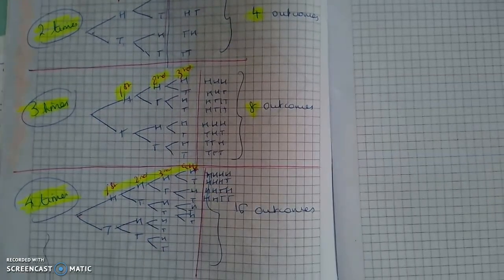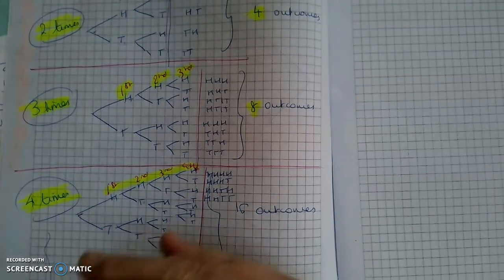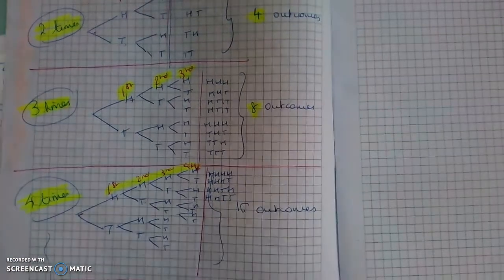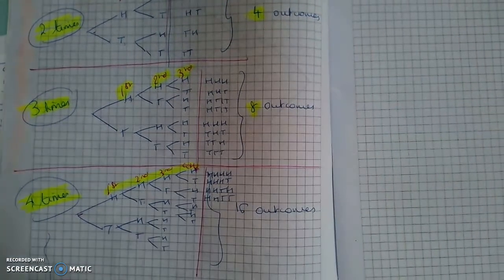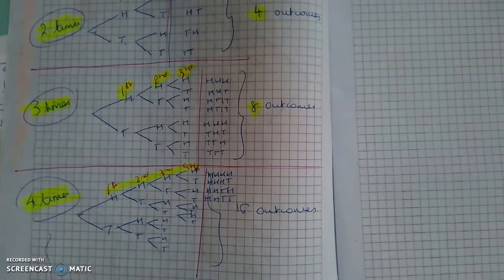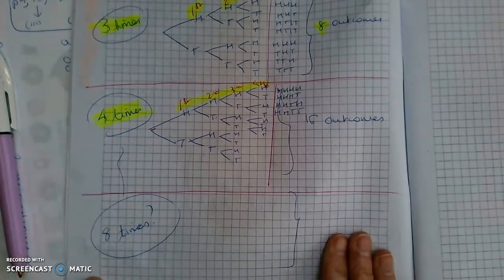I want you to spend time doing this tomorrow. This can be your Friday class, okay? List all the outcomes for 4 times, because what I hope you'll notice is that there's going to be 16 outcomes. All right? Now, the last part of that question that I just did, which was part D, said if you toss the coin 8 times, how many outcomes are there going to be altogether?